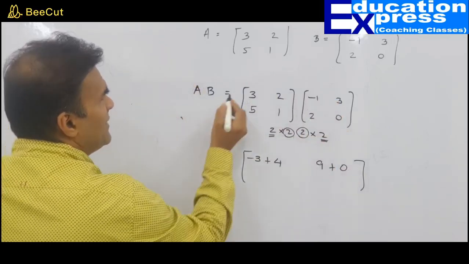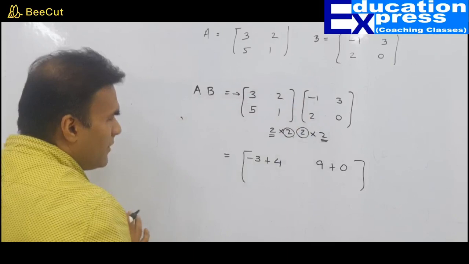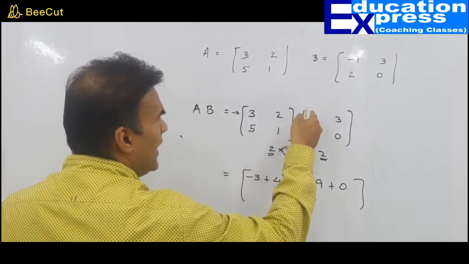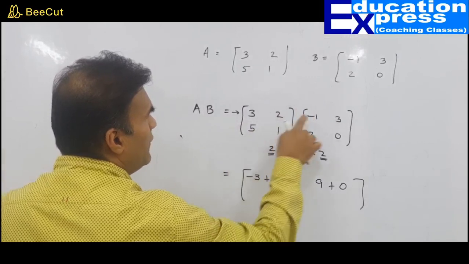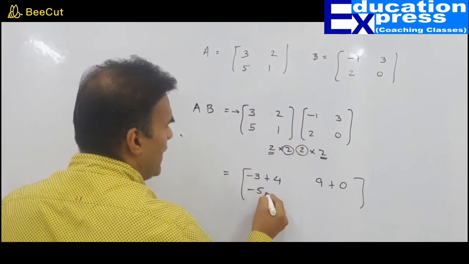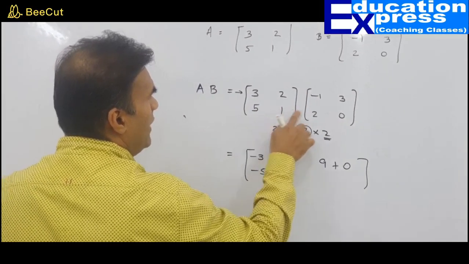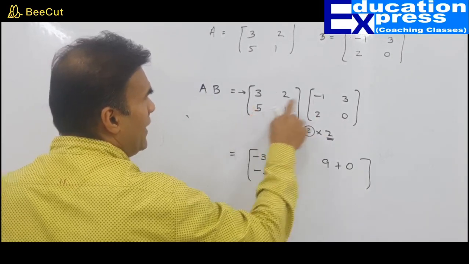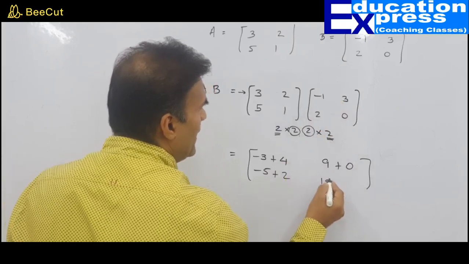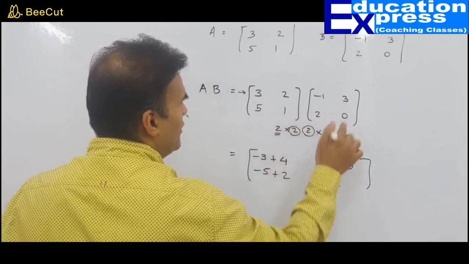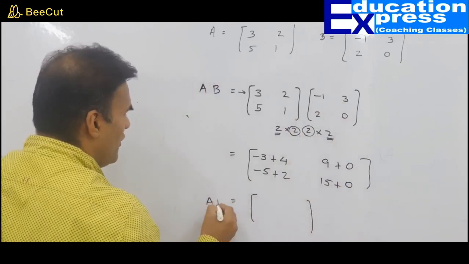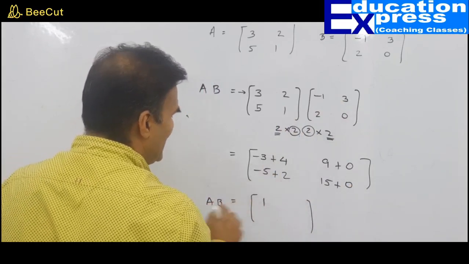So my dear friends, this row is done with. We'll move on to the next row. Next row, again the first one. 5 into minus 1, minus 5, plus 1 into 2, that is 2. Next one, 5 into 3, 15, plus 1 into 0, 0. So my dear friends, here we go and we get matrix AB.